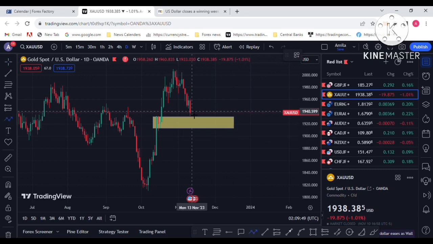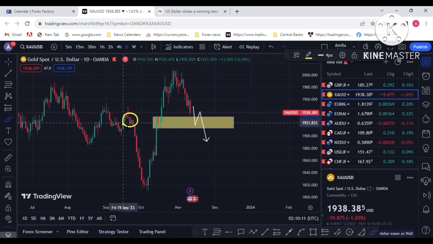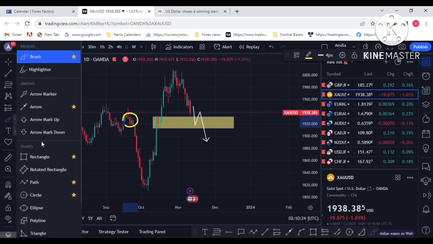The inflation report is there. This yellow zone is your buy zone, then price goes to the upside retracement and drops again to the 1900 level. That is the technical analysis with economic data for next week. This resistance becomes support here on the right side, and the buy zone is there too.